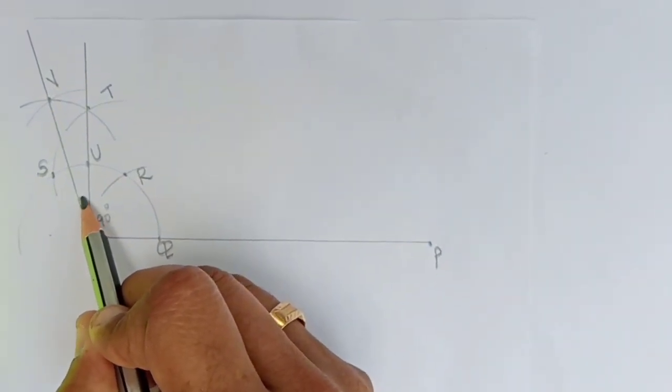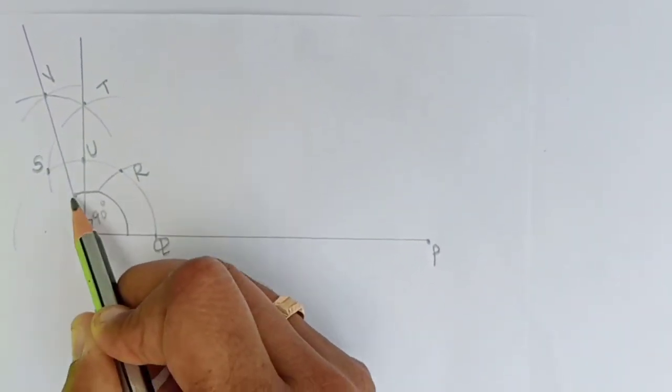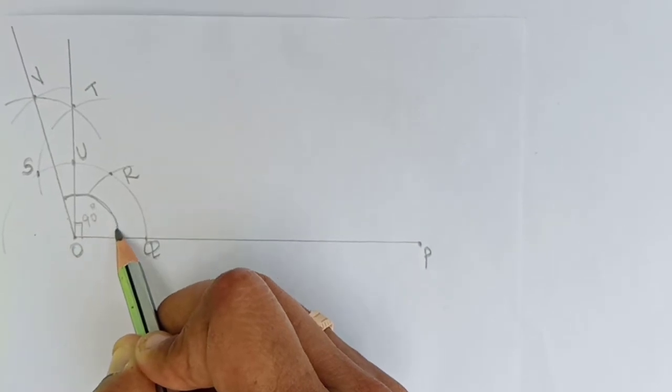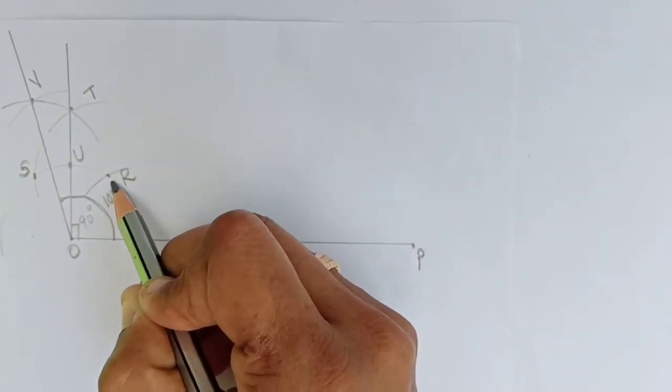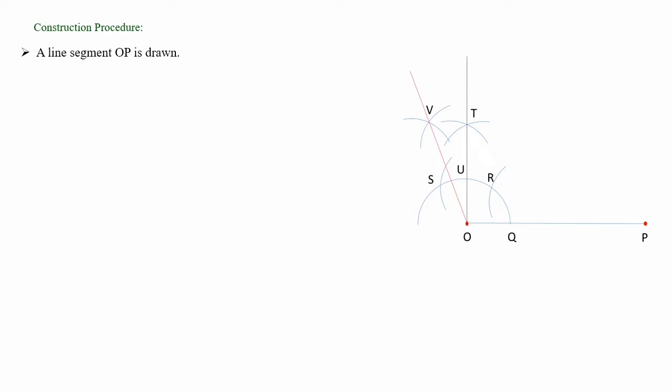Now the angle POV so formed is 105 degrees. Next, the construction procedure. This is the diagram we have drawn. A line segment OP is drawn. That is the first step.